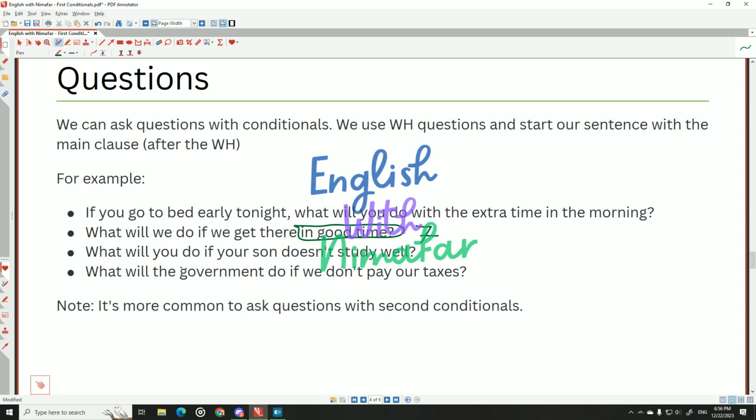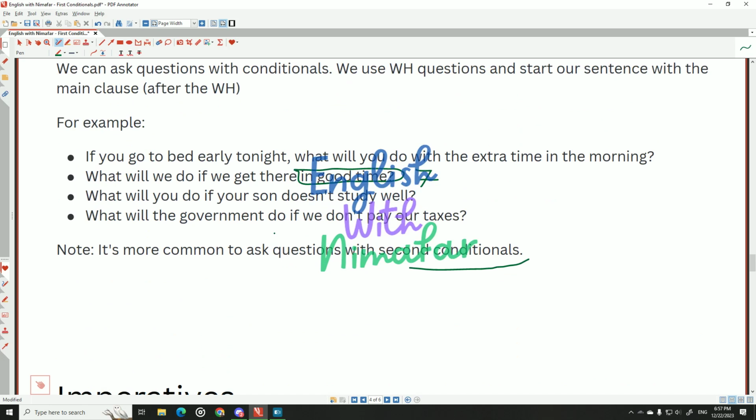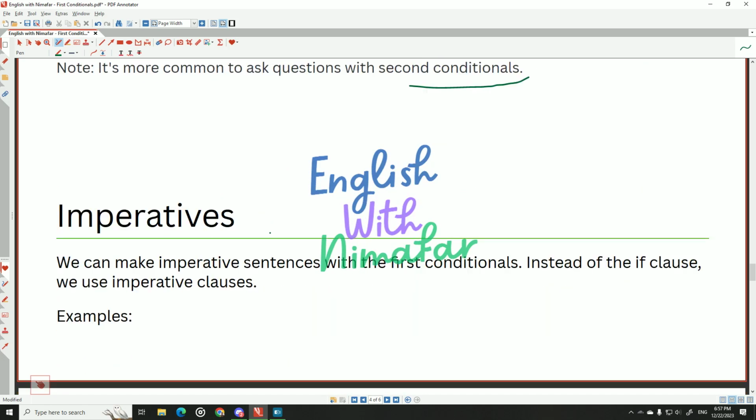What will you do if your son doesn't study well? What will the government do if you don't pay your taxes or something like this? It's more common to ask questions with second conditional, imaginary. For example, what would you do if you had $10 million? What would you do if you were a billionaire? Whatever, like this. What would you do if you were Superman? I mean, for kids.